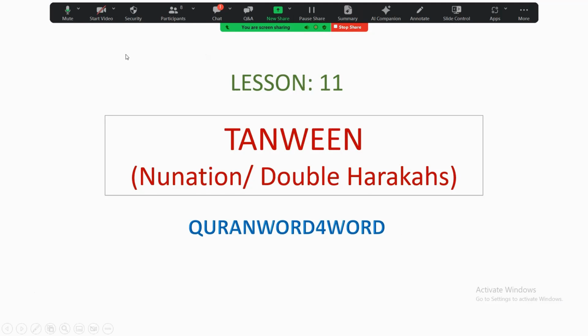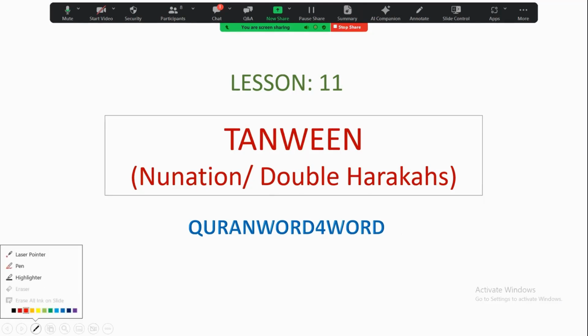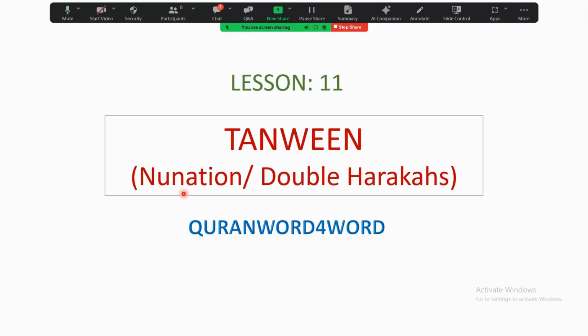This is also termed as nunation in English, but mostly because we just use the Arabic terminologies all of the time, you must be familiar with this term, tanween, right? Nunation, you can just remember it. It's your choice as well. So inshallah, we will discuss this tanween.